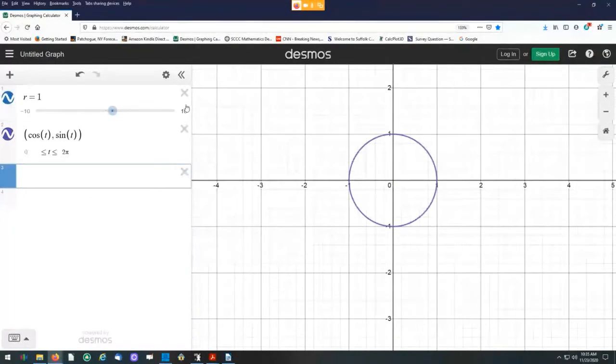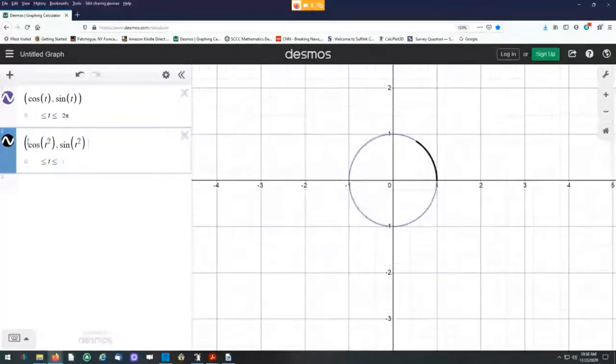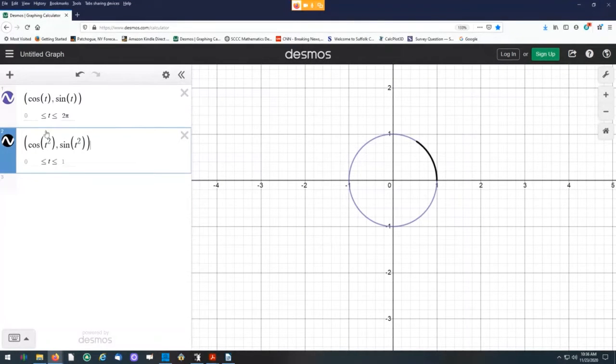Let's clear this one out, and this is one over here. That's my standard one. Now what if I say this? Cosine of t squared, comma, sine t squared. Now, notice this is just going up to 1. This goes up to 6.28. So at least you can see it in numbers, 6.28. And that is the radian measure of 2 pi.